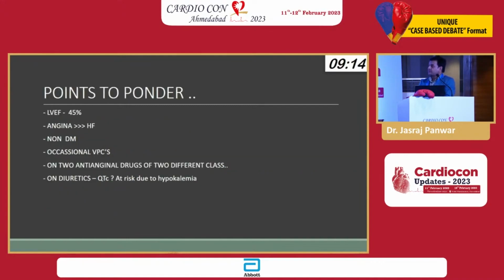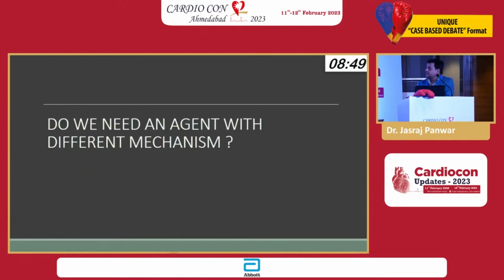So what are the points to find out here? The ejection fraction is 45%, and is the angina predominant or the heart failure? The patient is already on 2 classes of hemodynamic anti-anginal drugs, and the patient is also diabetic. In diabetes there is a risk of hyperkalemia. So what we need are agents with a defined mechanism.